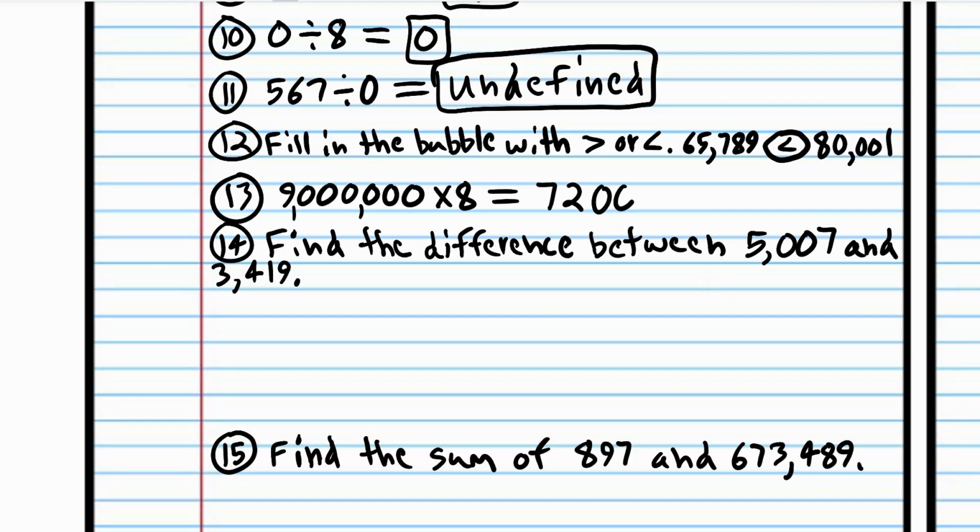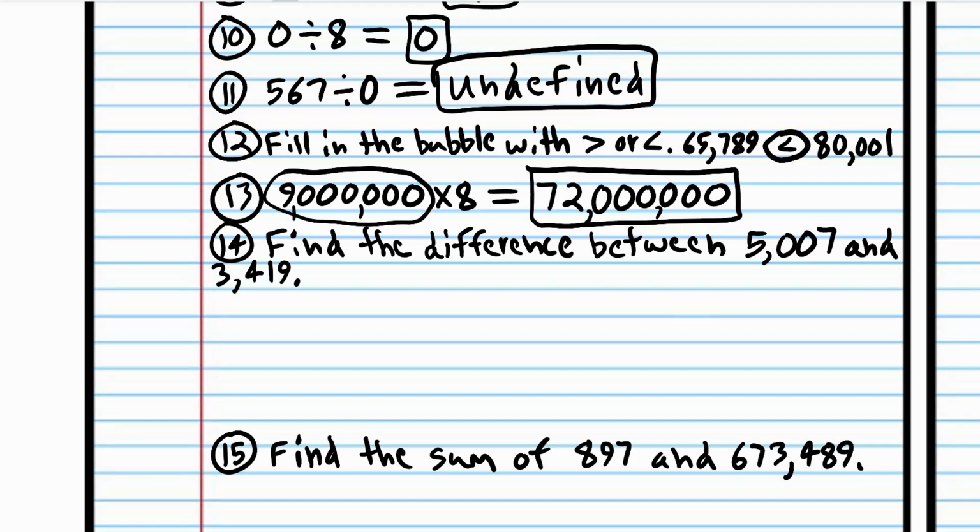So 1, 2, 3, 4, 5, 6. I think that's it. Put your commas. And that's it. So that one was pretty easy. The whole point of that problem is to demonstrate that when you have numbers where you just have one number and a bunch of zeros, they're really easy to multiply because those numbers are multiples of 10.